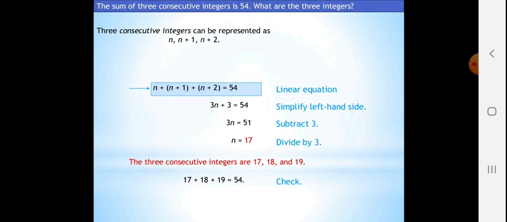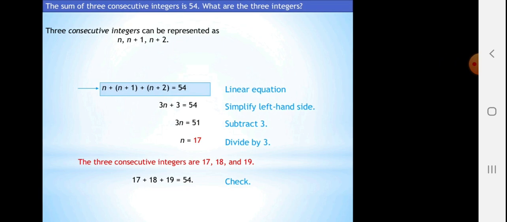So, n plus n plus n becomes 3n. 1 plus 2 is 3. Transpose 3 to the right hand side. So 3n is equals to 54 minus 3, which is 51. So n is equals to 51 divided by 3, is 17. Now your n becomes 17, n plus 1 is 18 and n plus 2 is 19. Add all of them and get the answer, which is 54. So your solution is correct.